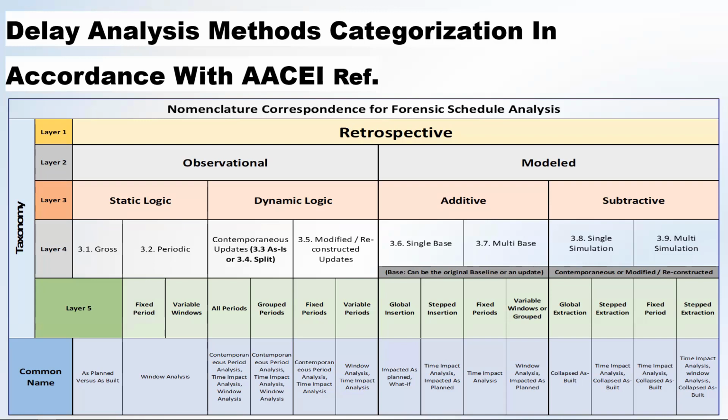So 3.5 is not a method, it's just 3.3 with an extra step of developing that schedule in the first place. And this happens when you don't have any schedule and you need to do a delay analysis for the sake of an arbitration case or dispute resolution case.